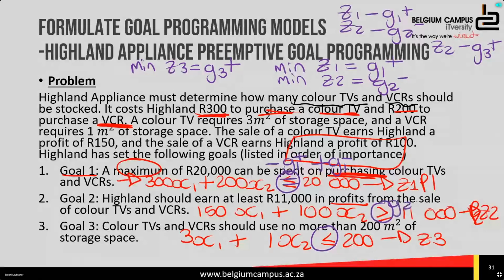So that would be G2, subtract the plus, and add the minus. It becomes equals. You're doing the same for every single constraint.